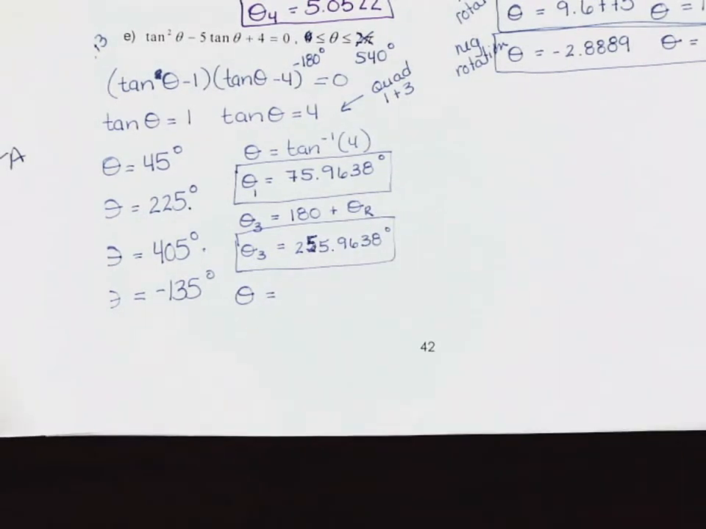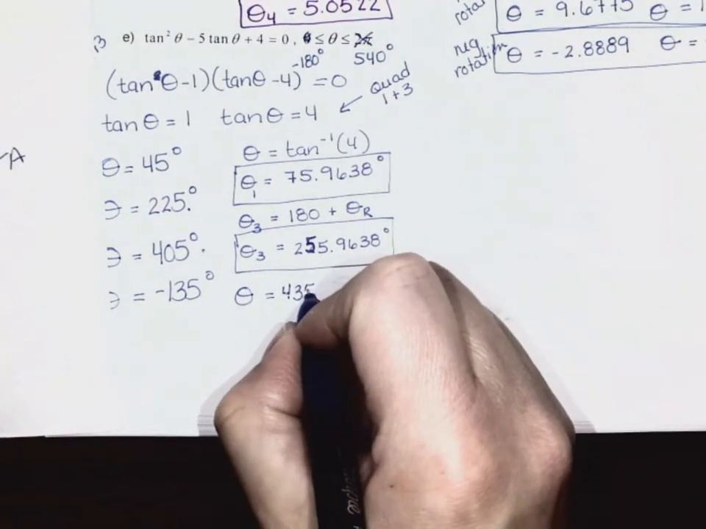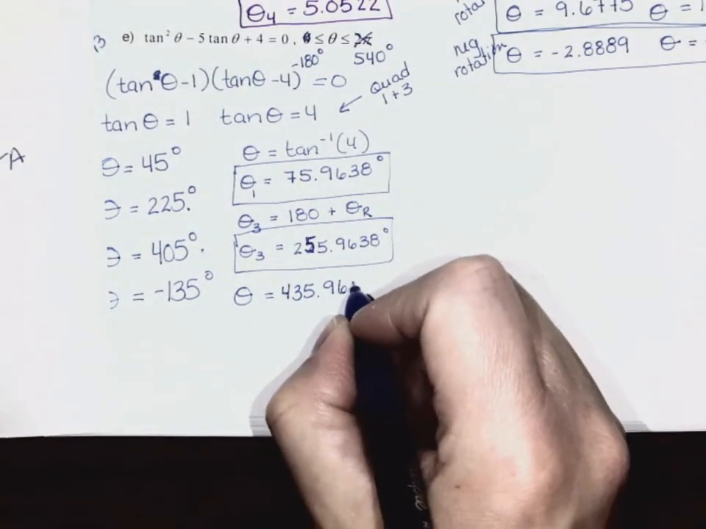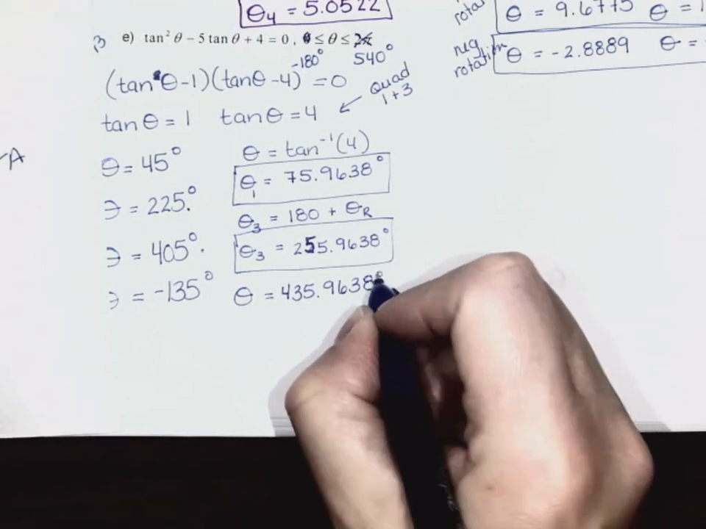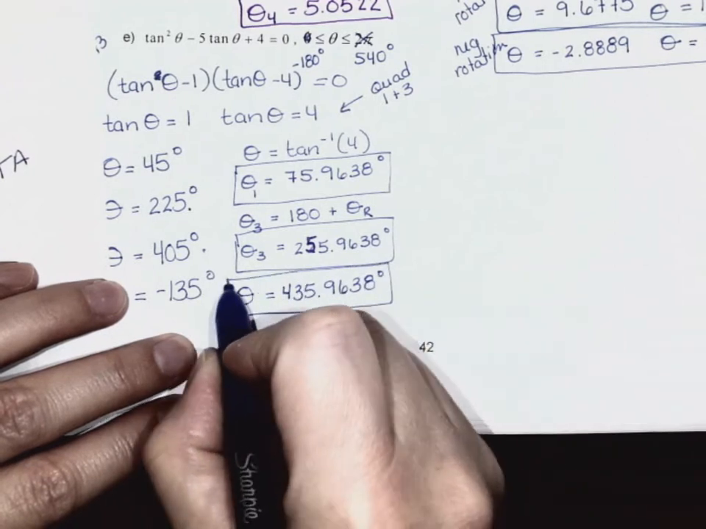Thank you. Plus 360. So that's going to be 435.9638. And do you have your degree symbol on your page? Okay, so those are all my positive ones.